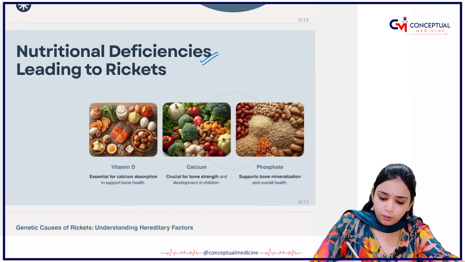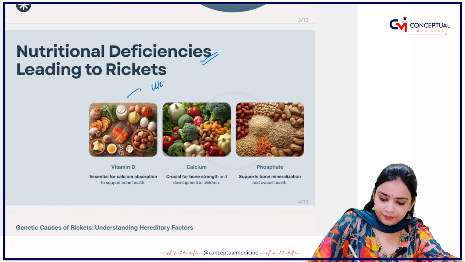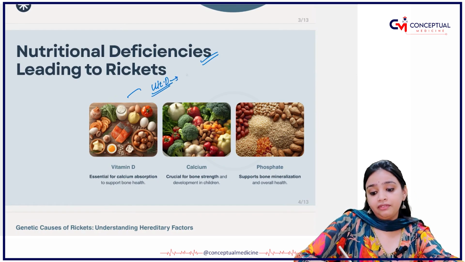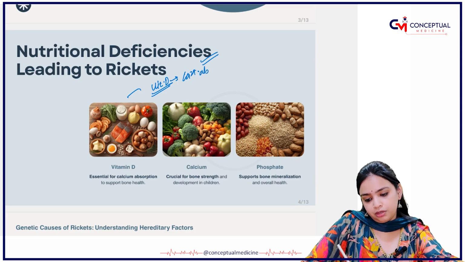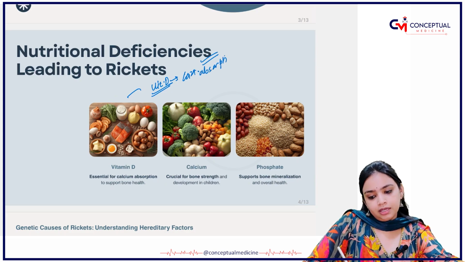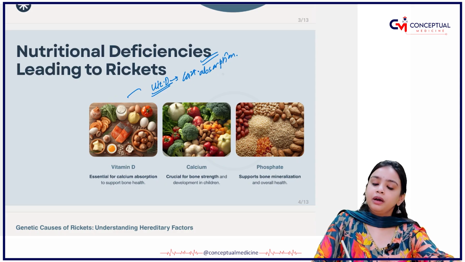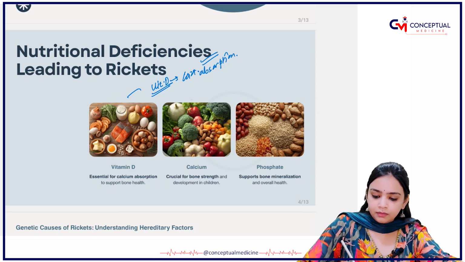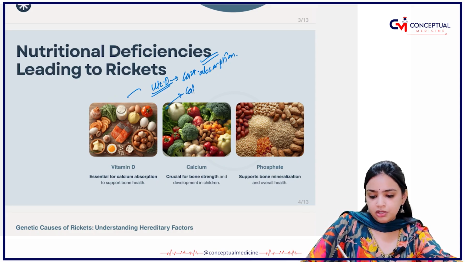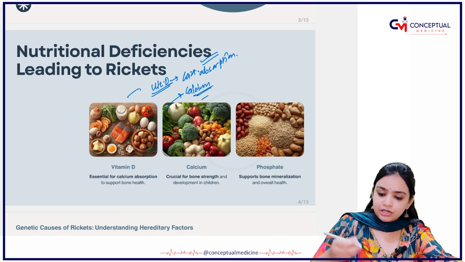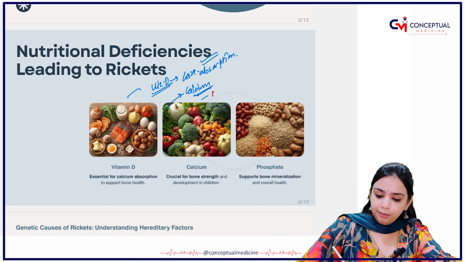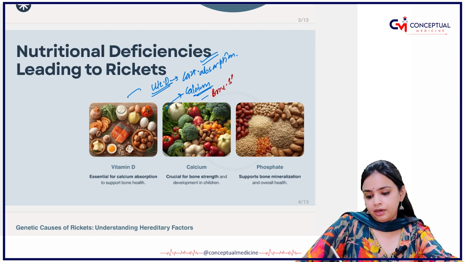So what are the nutritional deficiencies that lead to rickets? First one is vitamin D, because we all know that vitamin D is essential for calcium absorption. Next, you have calcium. Why is calcium important? Calcium is essential for bone strength.